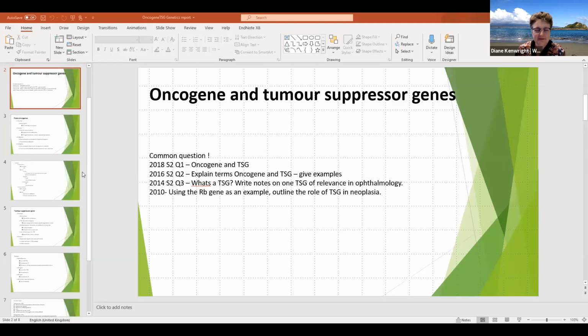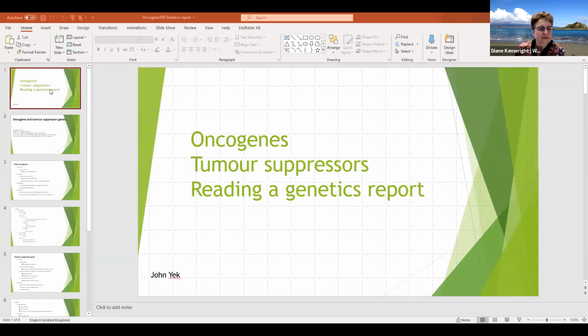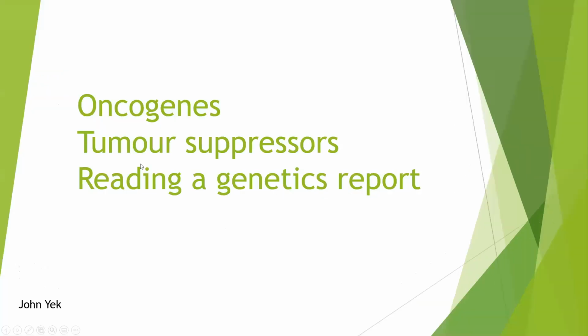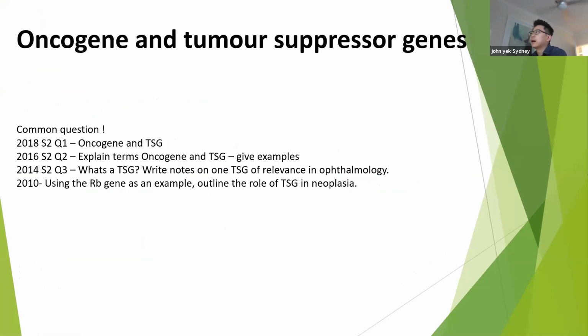Okay. So you were going to give us your top tips on oncology and genetics. So essentially, my topic was oncogenes, tumor suppressor genes, and how to read a genetics report. Very common topic. Almost seems to be one every 2 to 3 years. Oncogenes and tumor suppressors, and almost always they ask us, give us an example.